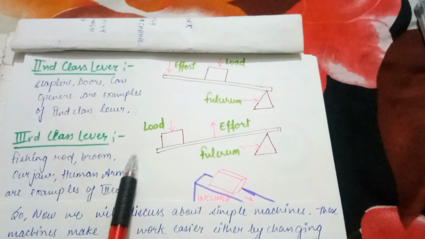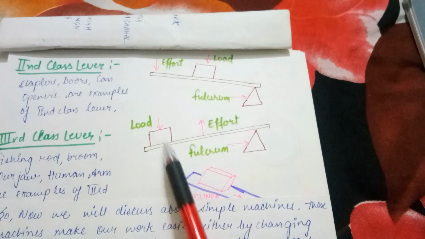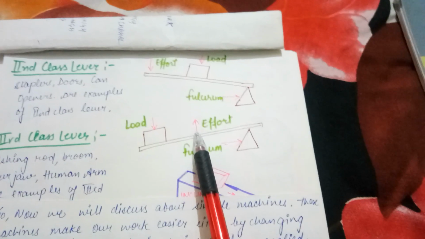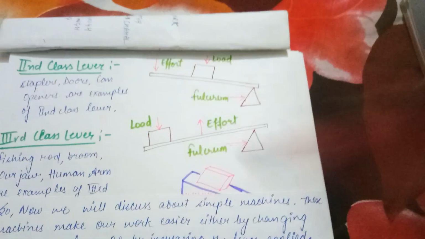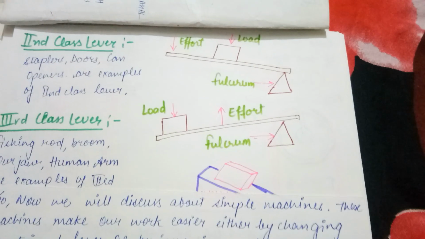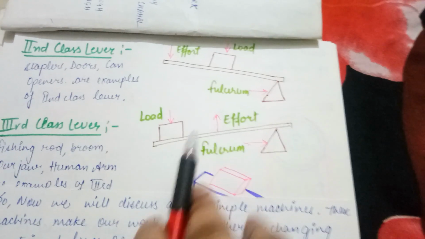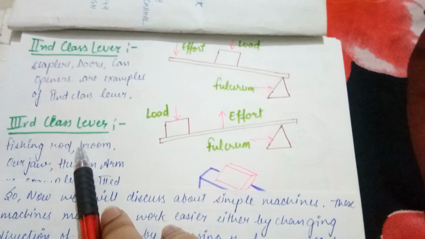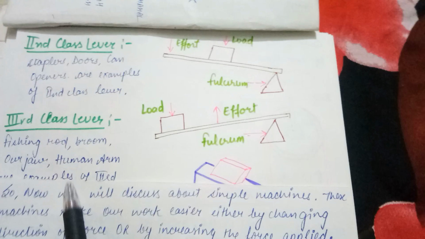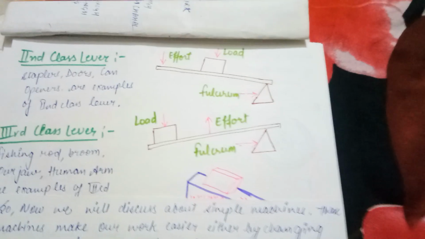And then there is the third class lever. Third class lever is when the fulcrum is at this end and load is at this end and effort is in between. Means the effort, the force that you are applying, is in between and the load is on the other end. The examples are fishing rod, broom, our jaw, human arm. All these are examples.